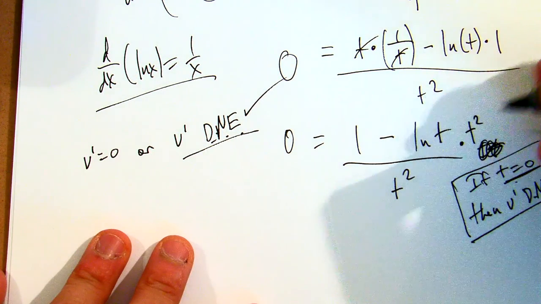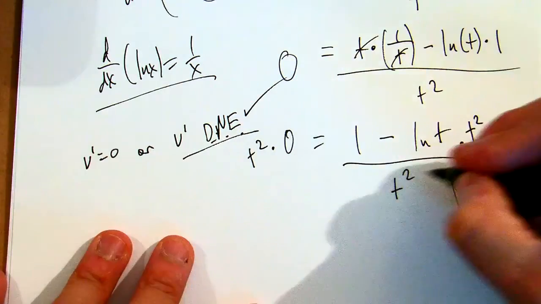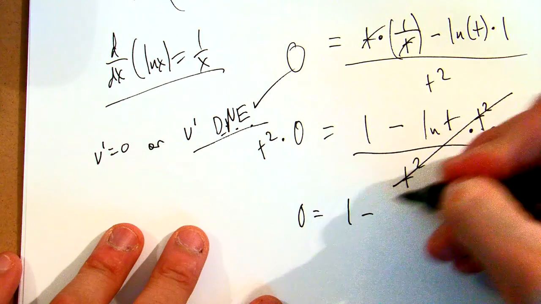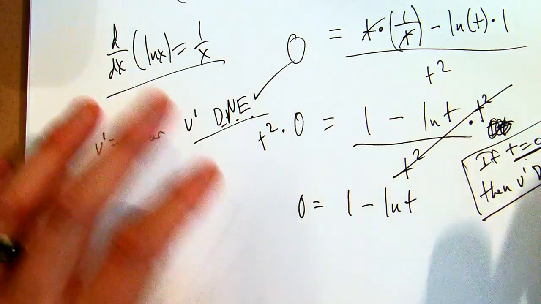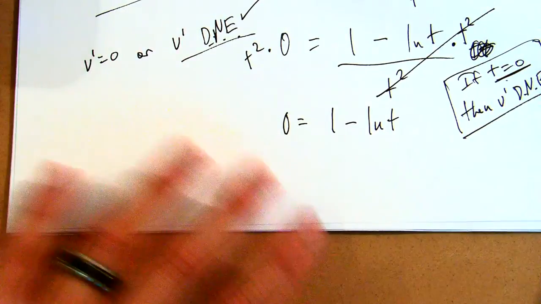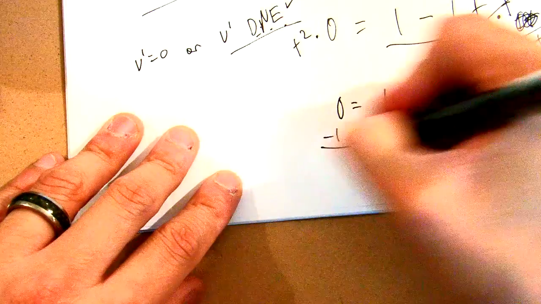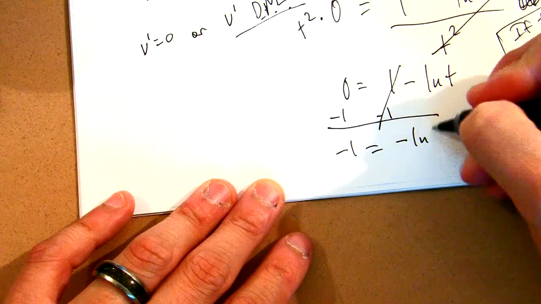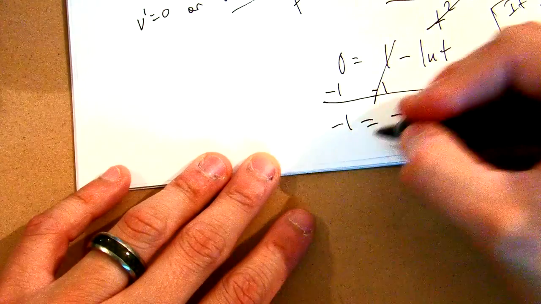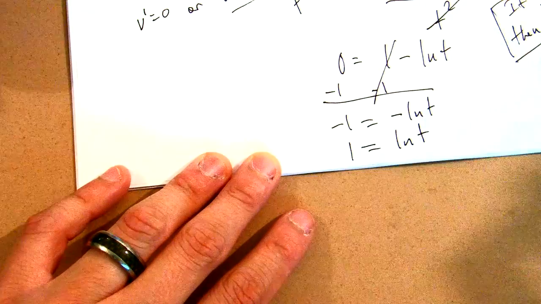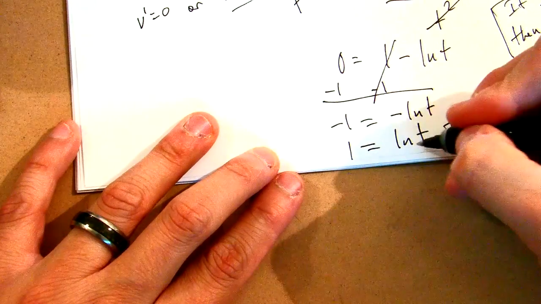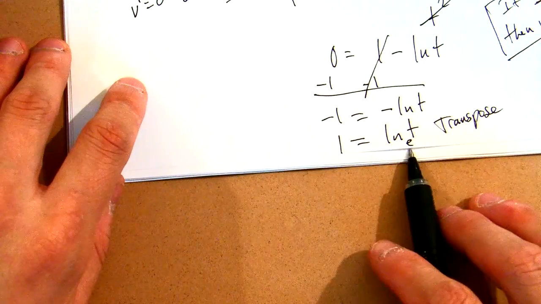So I'm going to multiply by t squared on both sides. The t squareds cancel out, and t squared times 0 is 0. And now I'm going to solve for 1 minus the natural log of t. I'm going to subtract 1. And then this is going to be negative 1 equals the negative natural log of t. Divide by negative 1. So I get 1 equals the natural log of t. I'm going to transpose. That means the base goes to the answer is the middle. So the base is little e.